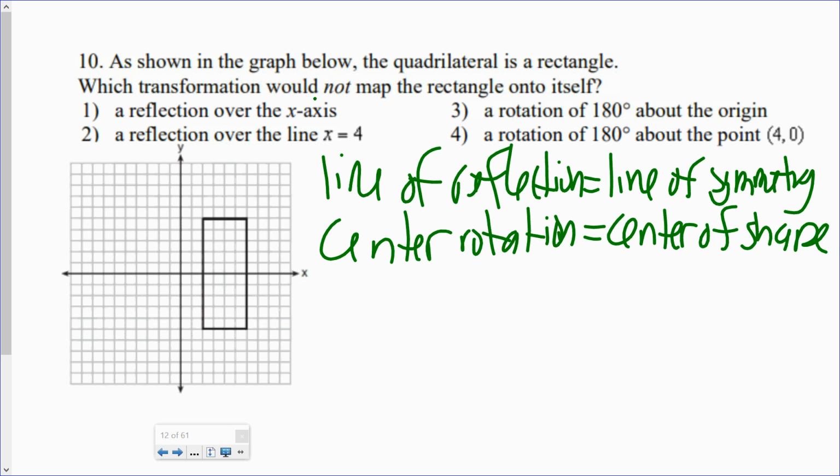Which transformation would not map the rectangle onto itself? Well, the x-axis is a line of symmetry, so that will map it onto itself. x equals 4 is a vertical line at 4. Not the straightest line, but is that a line of symmetry? Yes. That leaves me with two rotations. Center of rotation equals center of shape. (4, 0) is the center of the shape. (0, 0) is not the center of the shape. That will not map it onto itself.